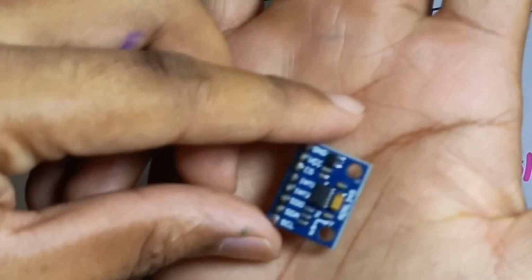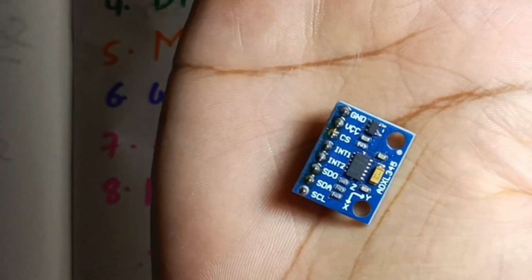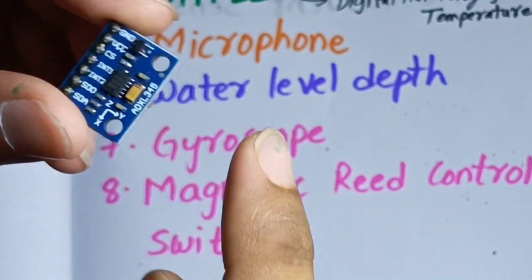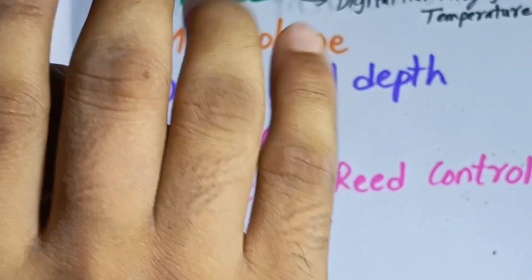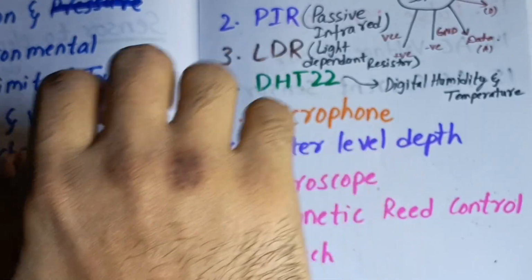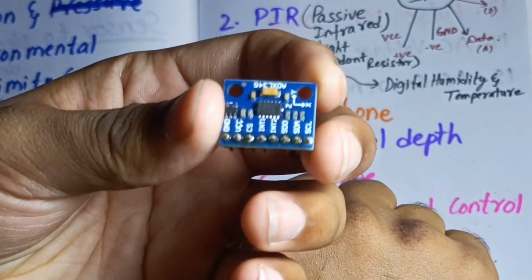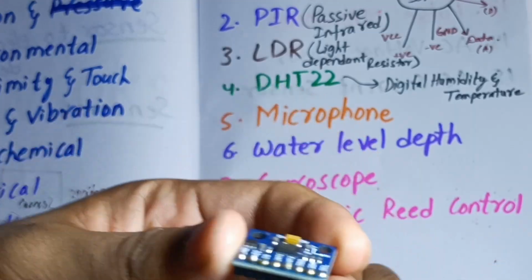Gyroscope, this is the gyroscopic sensor, which is also called ADXL345. A gyroscope is nothing but a sensor which is used to detect the tilt of some body. For example, I have my hand here and I've tilted it forward. That means this is the sensor that I use to detect the tilt of my hand.